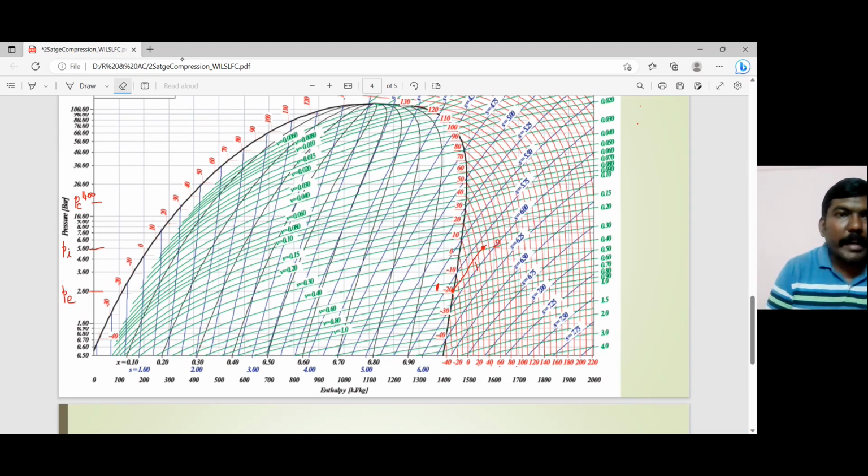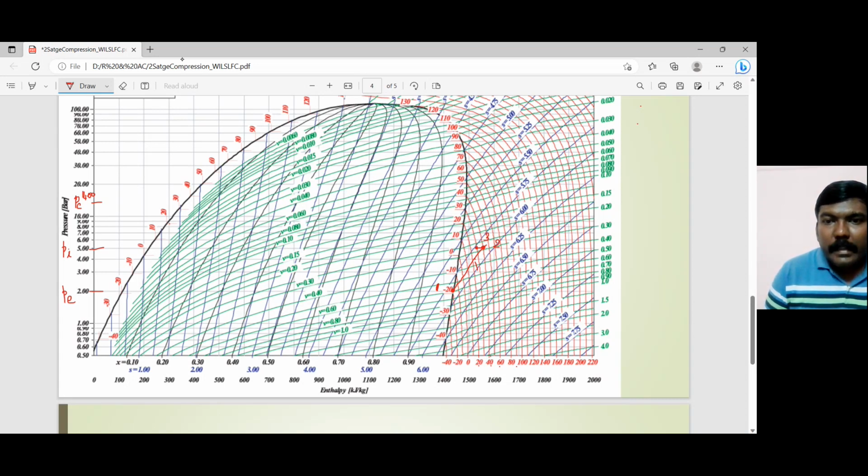I need the space for writing the enthalpy value, so I have erased it. Now I have fixed my point number 2. That point number 2 is on the 40 degree centigrade line. So now we need to desuperheat it till 30. So this is my 30 degree line. This is 20, this is 40, and the intermediate line is 30. So this point over here is point number 3.